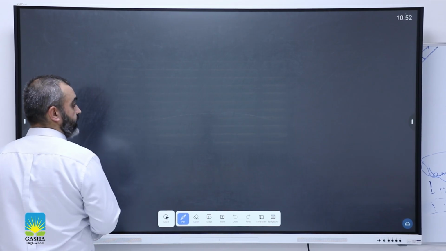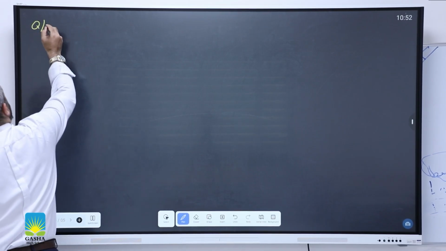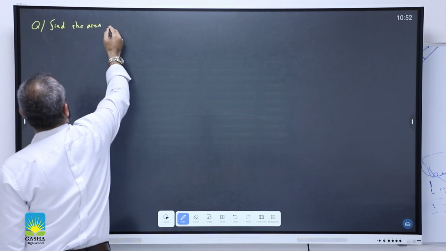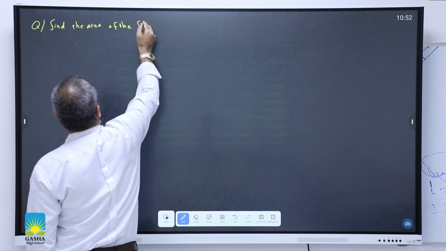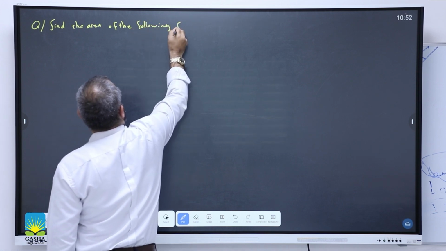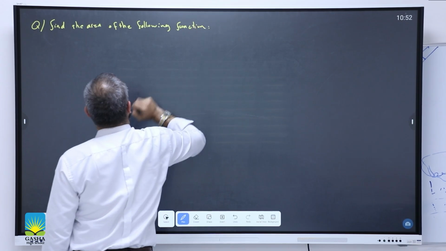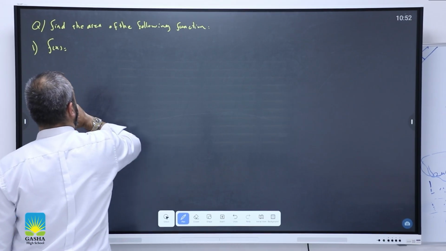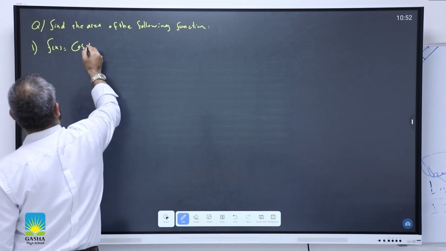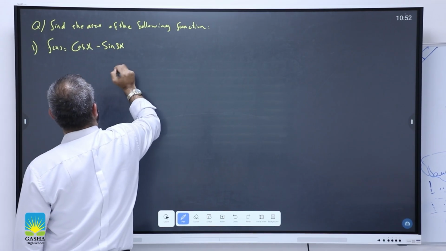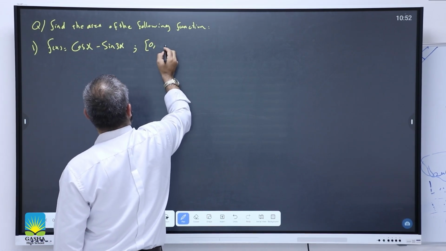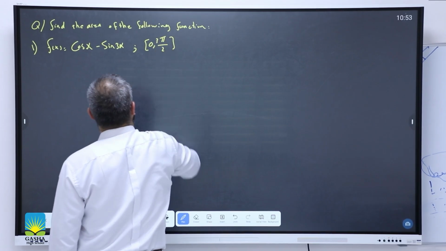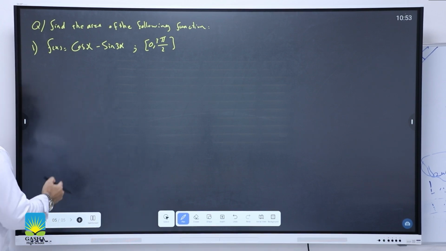We're going to the area question. Find the area of the following function. 1, f of x equal to cosine x minus sine 3x on the interval 0 to 3 pi over 2, right? What is the area of this function?